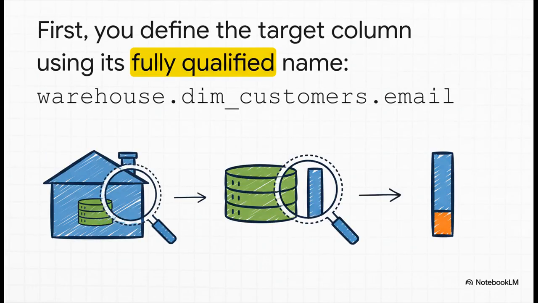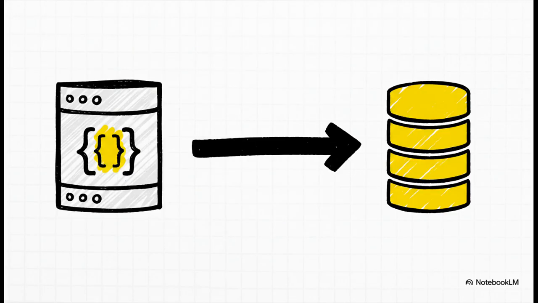So here's how it works. You start by defining the destination. You use a fully qualified name to tell the system exactly where the data is supposed to end up. In this case, it's the email column in the DIM customers table inside the warehouse database. Super specific, totally unambiguous. And then you connect it back to its origin.